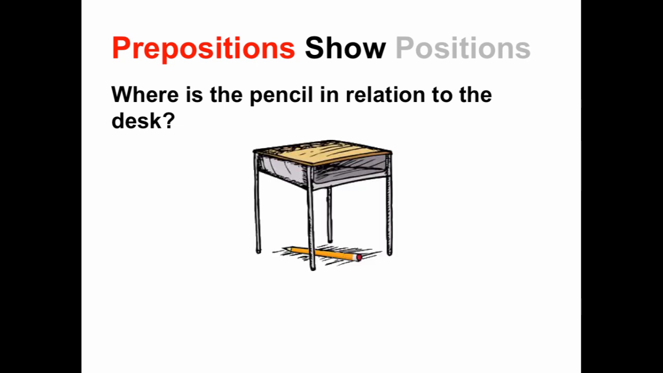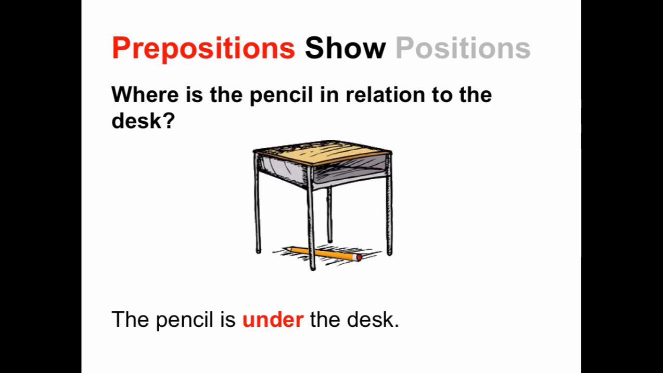Here's another one. Where is the pencil in relation to the desk? The pencil's under the desk. In this sentence, the preposition is under. It expresses the relationship between the pencil and the desk. The pencil is under the desk. Of course, you could use the prepositions underneath or below as well.